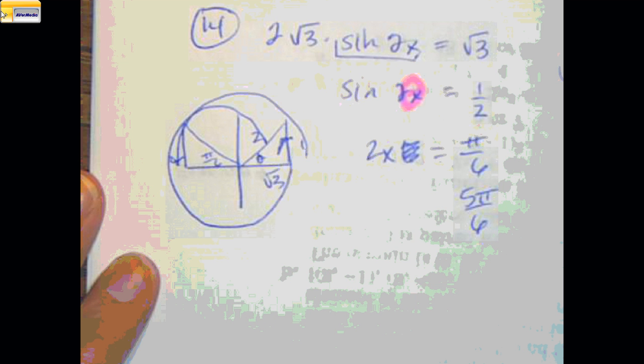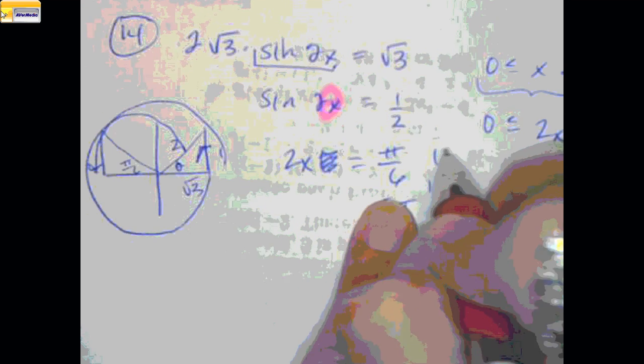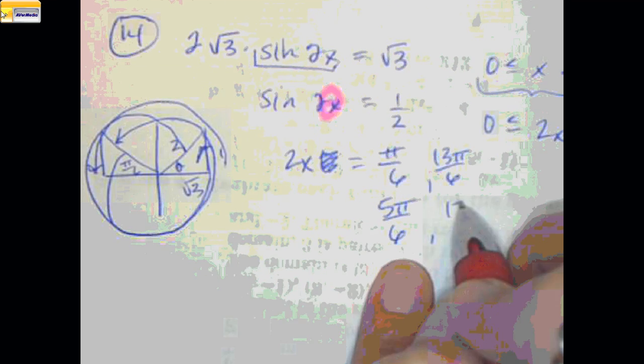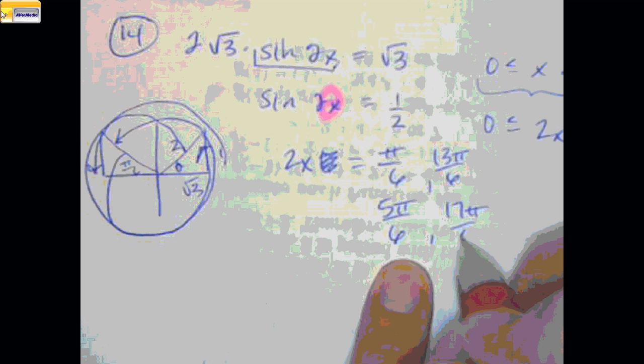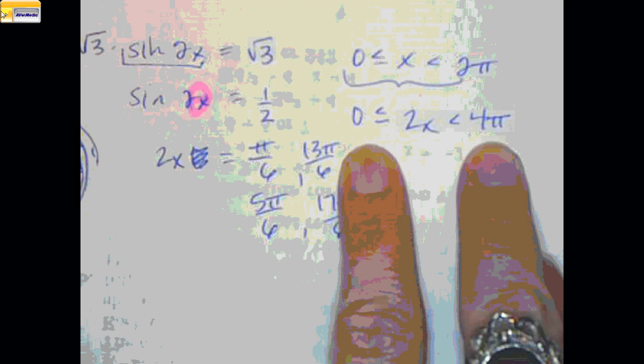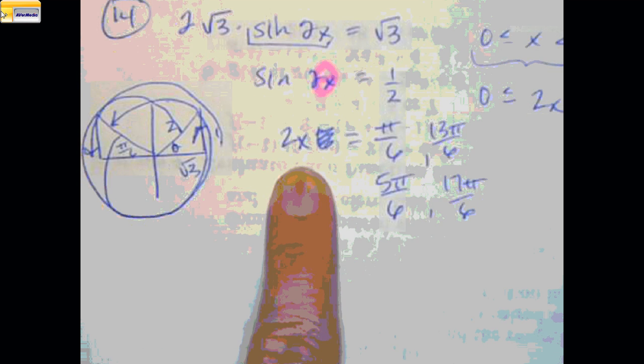So if I add 2 pi, it's like adding 12 pi over 6, that's going to be 13 pi over 6. And if I take 5 pi over 6 and add a whole 2 pi, that's going to be 17 pi over 6. Do we need to do that if it had to be between 0 and 2 pi? The double angle would be between 0 and 4 pi. Well, the original thing was... But this isn't the original thing. This is 2 times x. You see what I'm saying? So we're about to divide everybody by 2.